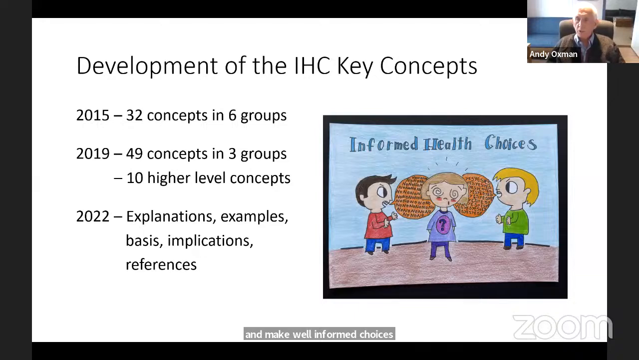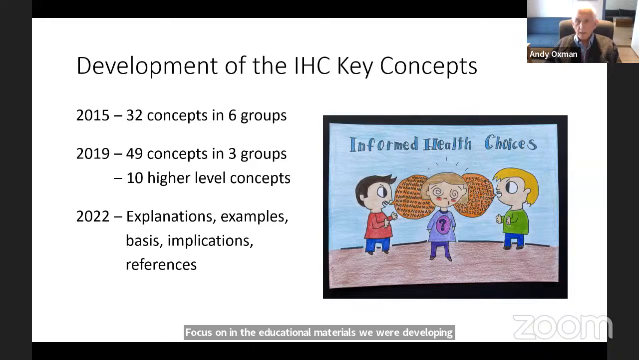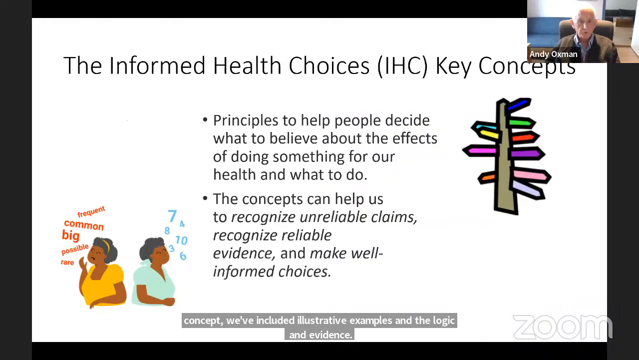The first published version included 32 concepts as a framework for deciding what people need to learn to think critically about health interventions and what we should focus on in the educational materials we were developing. We updated the concepts yearly based on feedback and experience using the framework up until 2019, when there were 49 concepts. In 2022, the last version of the framework was produced, and there were no new concepts or major changes. In addition to the explanation for each concept, we've included illustrative examples and the logic and evidence that are the basis for each concept.